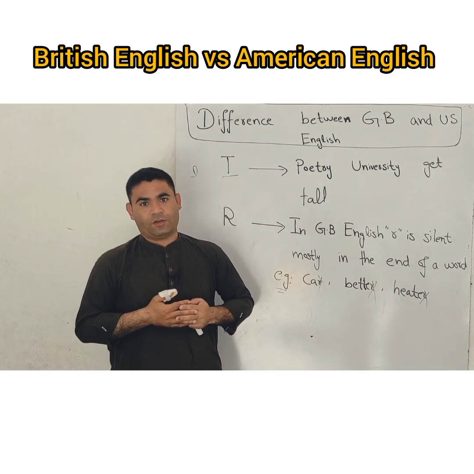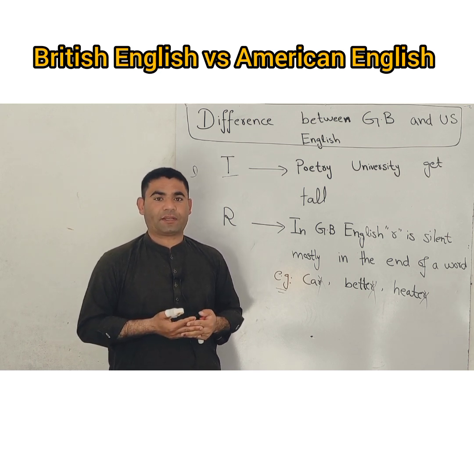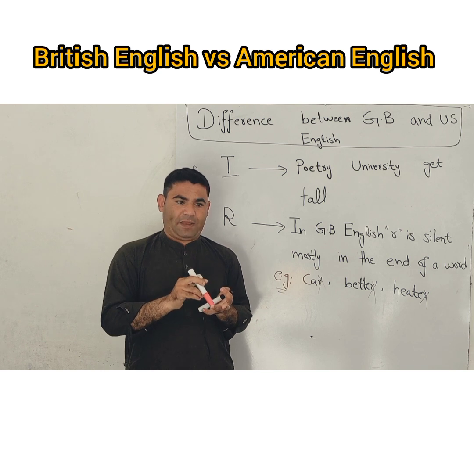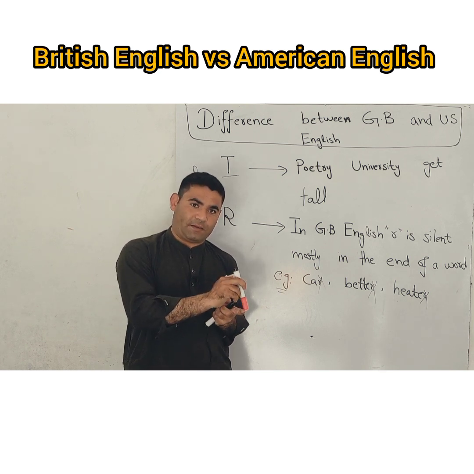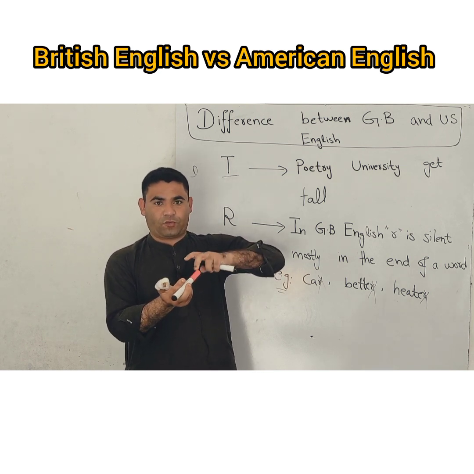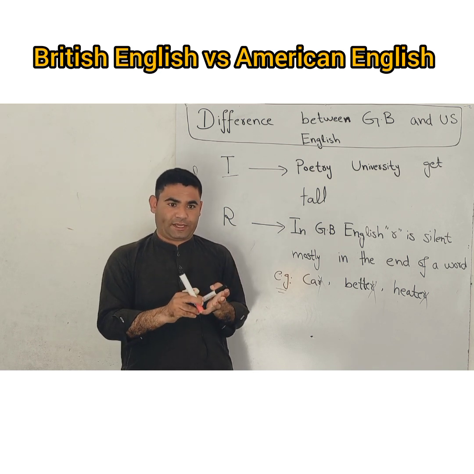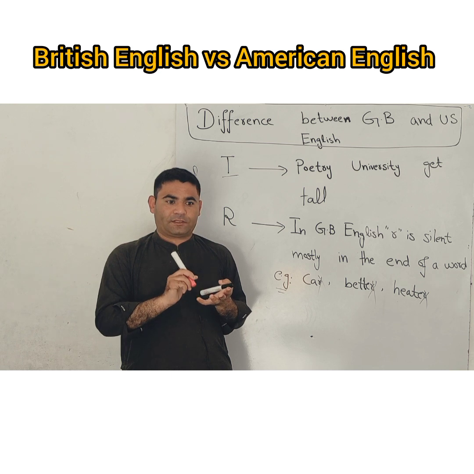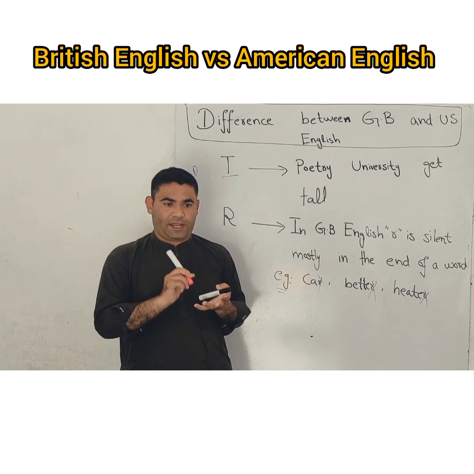Get a better water heater. Americans: get a better water heater. Now practice this. Get a better water heater. British. Americans: get a better water heater. With this sentence, you can practice the American T sound and the British R sound.